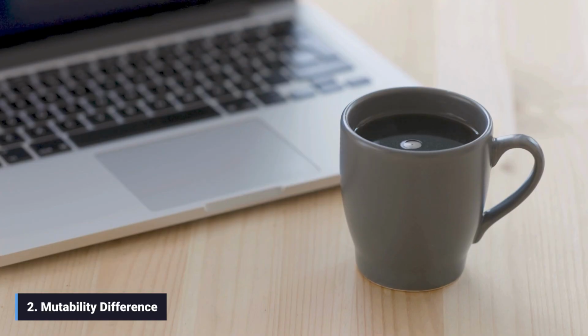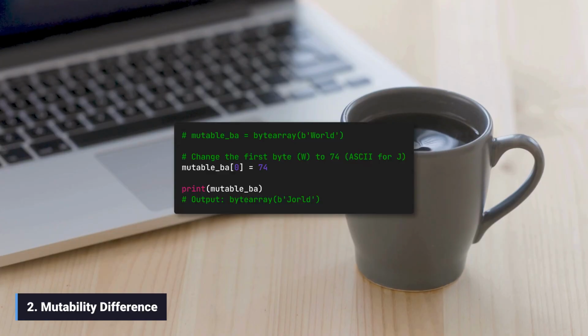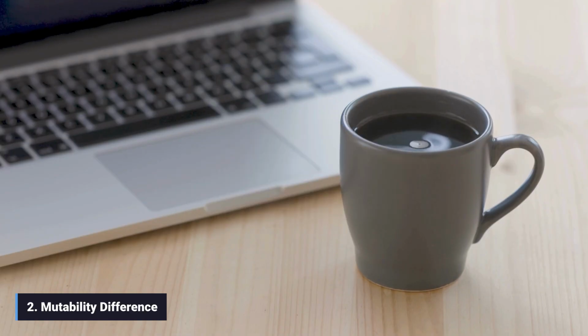2. Mutability difference. Since bytes are immutable, you cannot change individual elements. Bytearray, being mutable, allows you to change the value of any byte by assigning a new integer between 0 and 255. If you try to change a bytes object, Python will raise a type error.